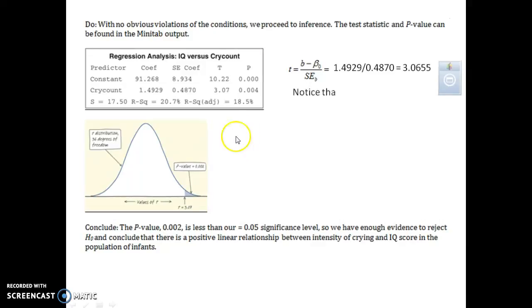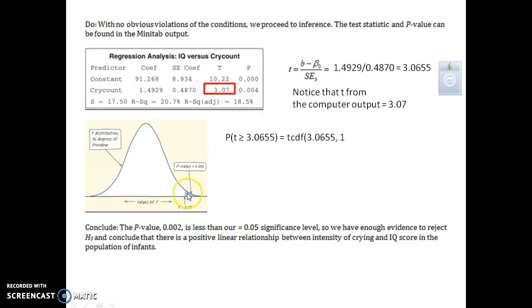Now, I want you to notice that if you look at the output, and I told you I'd come back to these two values here, it is the same value of t from the computer output. So it's actually giving you the test statistic on the computer output. But you need to make sure you know how to use the formula to find it yourself as well. Then the next thing is we need the probability. We need this area in the right tail here. So we're going to use tcdf of 3.0655 to infinity, and our degrees of freedom is 36, and we get 0.002.